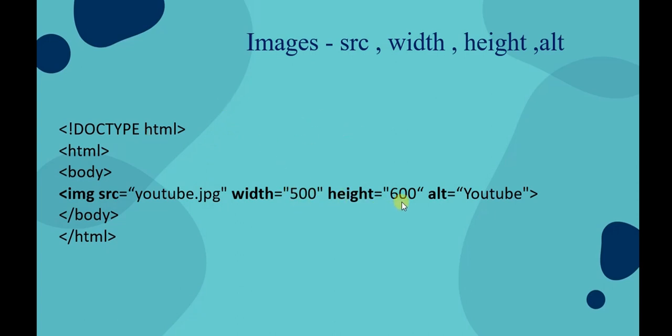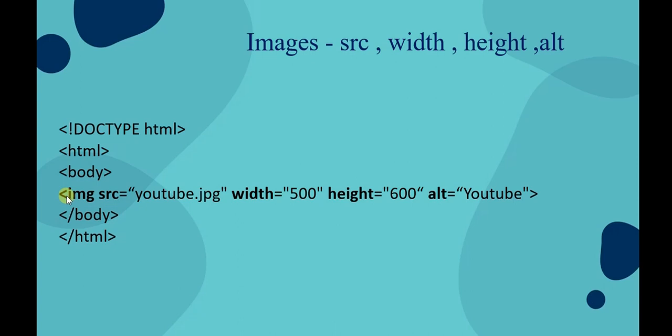500, height is 600. Then the alt attribute. This attribute helps us display the word if this image doesn't exist or any error occurs; it just displays this YouTube word. It doesn't display any error message and doesn't affect our web page appearance. That's why we used this alt attribute.